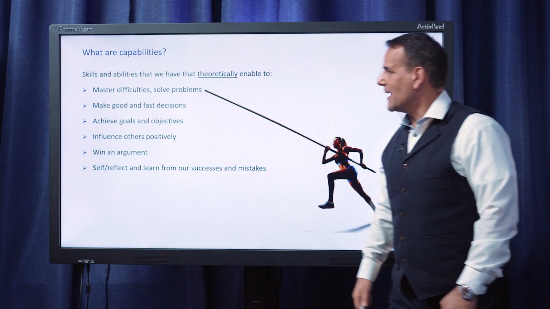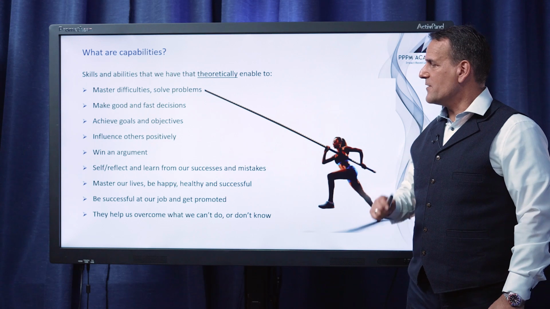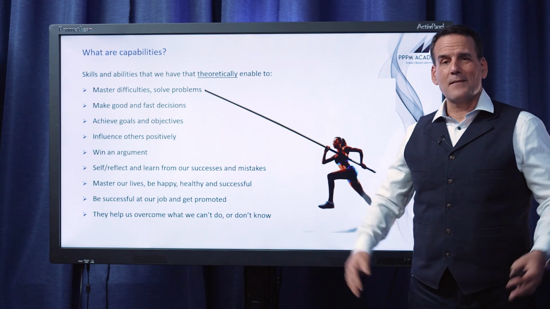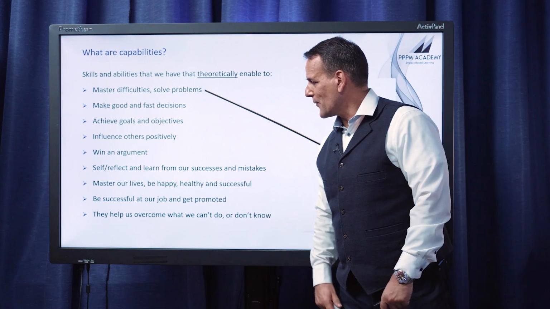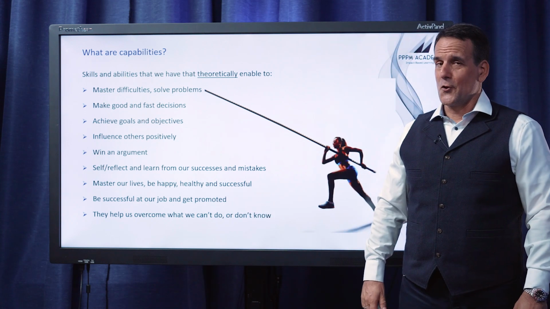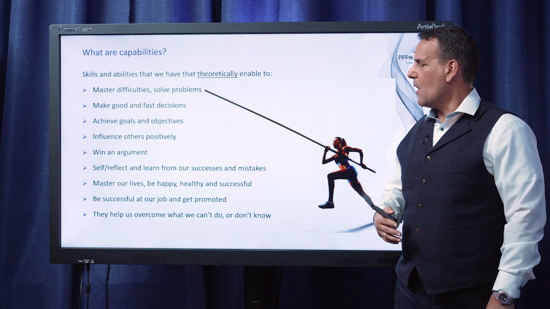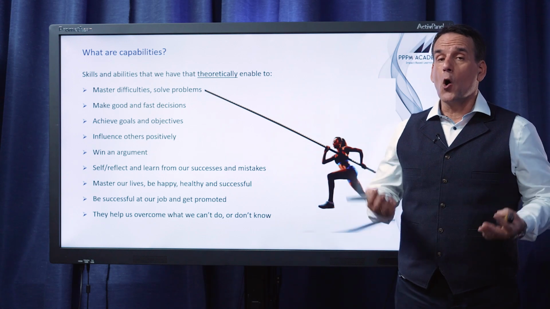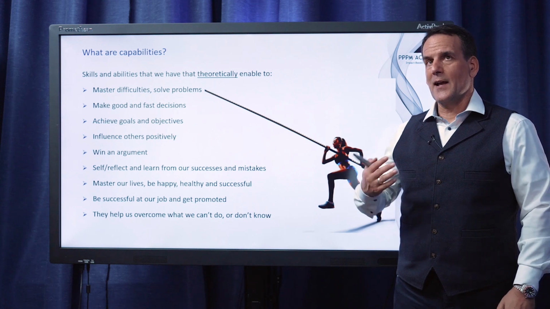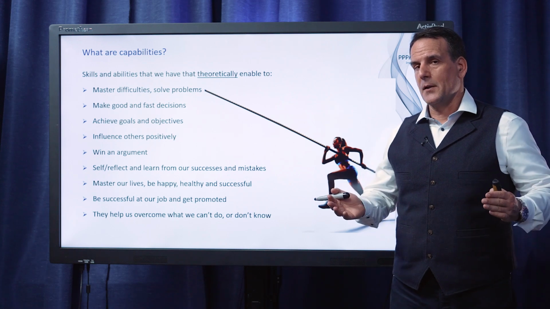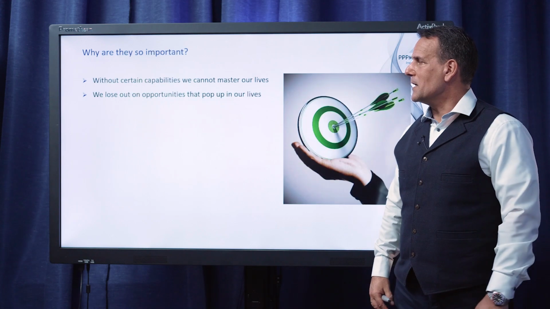To self-select and learn from the successes and mistakes of others. To master our lives, be happy, healthy, and successful. That's that balanced workplace that we're talking about. Be successful at our job and get promoted. That's also what we need capabilities for. And they help us overcome what we can't do or don't know. So that's one element of project management, dealing with the unknown, and developing certain broad capabilities that help us deal with the unknown is definitely a skill set we need to take a look at.